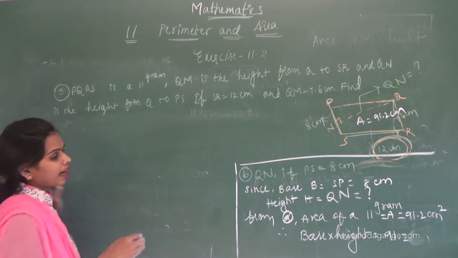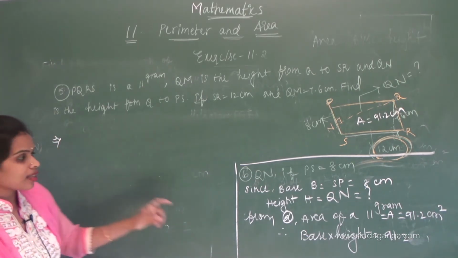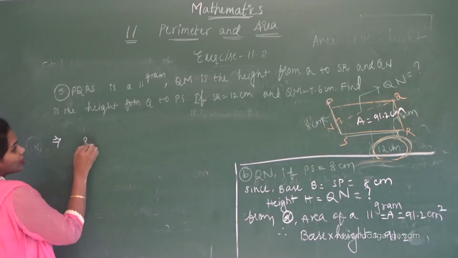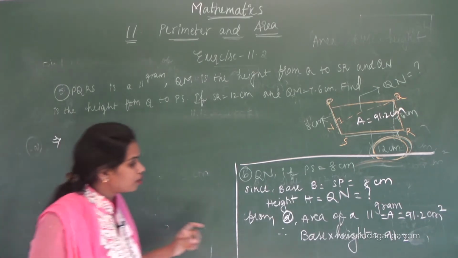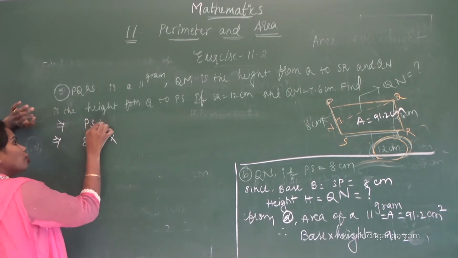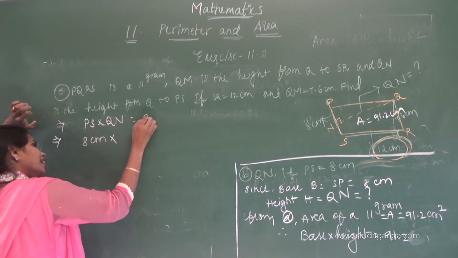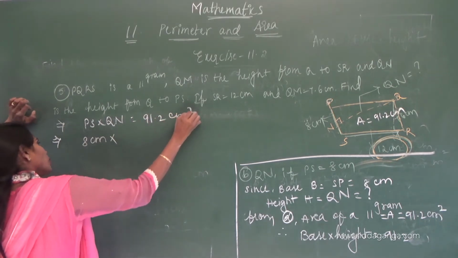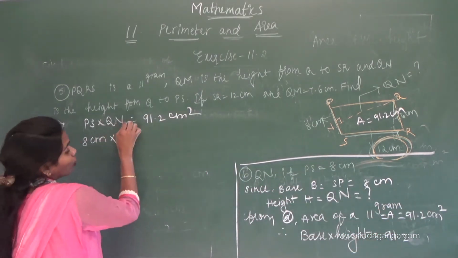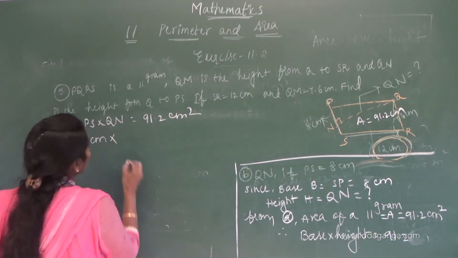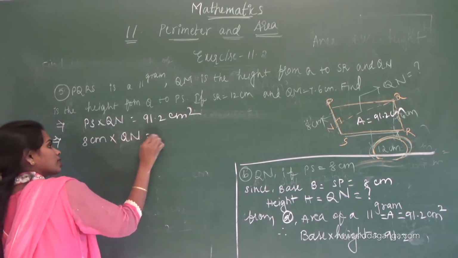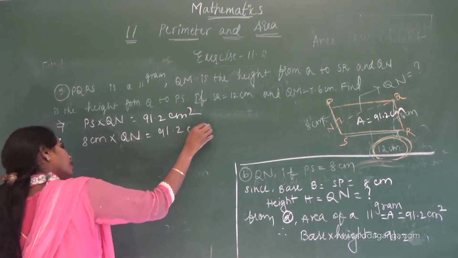Base into height, correct? What is base? Base is PS, that is 8 centimeters, into, in the upper step only, just write base is PS into QN equals 91.2 centimeters square. Base PS is equal to 8 centimeters into QN. What is the QN value? We don't know, that is a height. Just write that as QN only, because they are asking us to find the QN.